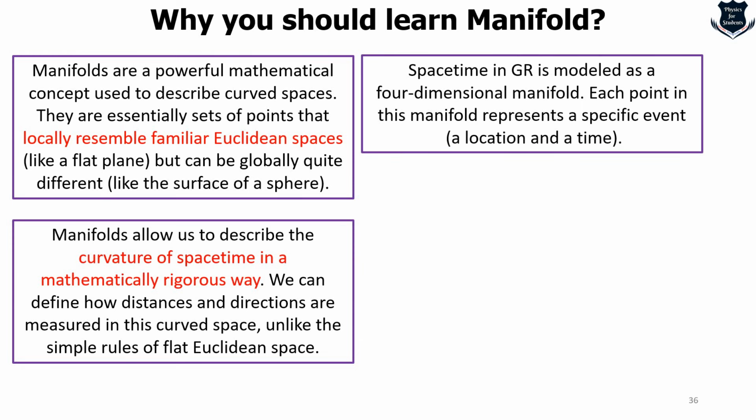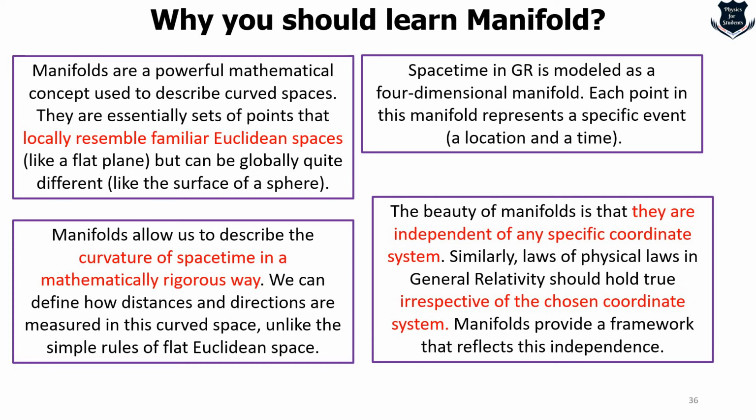And space-time in general relativity is modeled on a four-dimensional manifold, and each point on the manifold actually represents a specific event. And you know that in Minkowski space-time, what it is called? It is called an event. And that is different from null geodesics and time-like geodesics. I am not going into those.